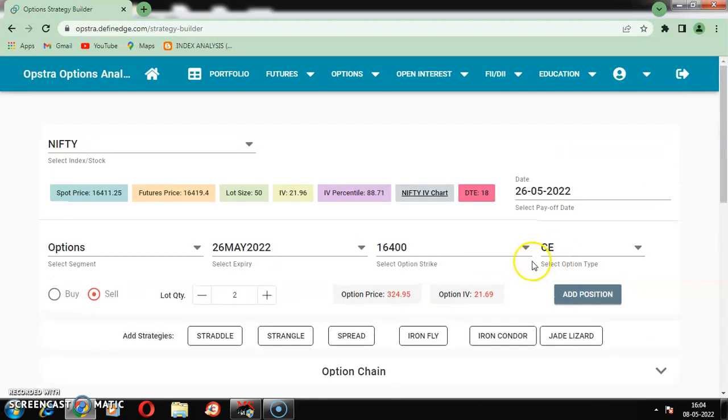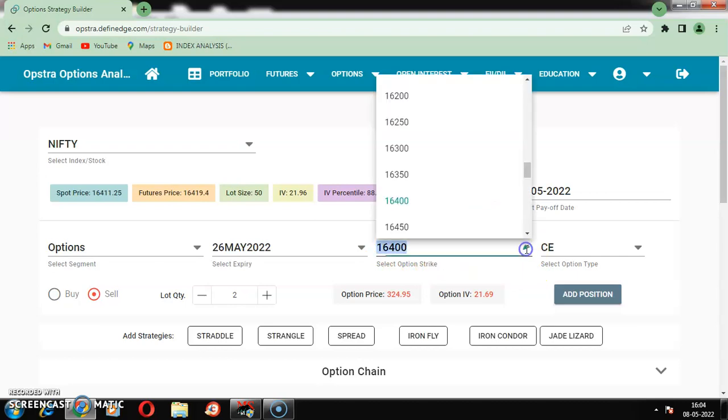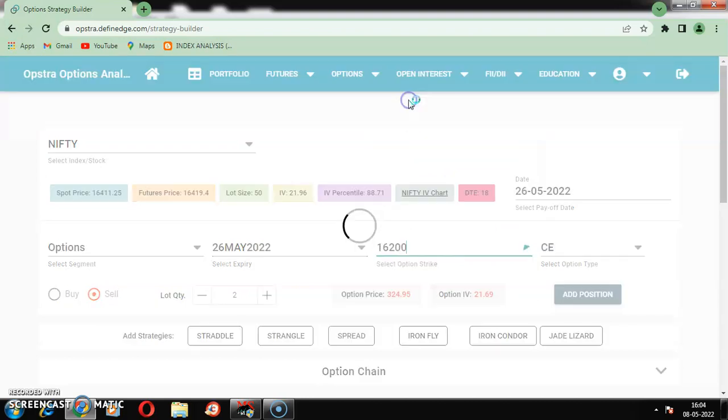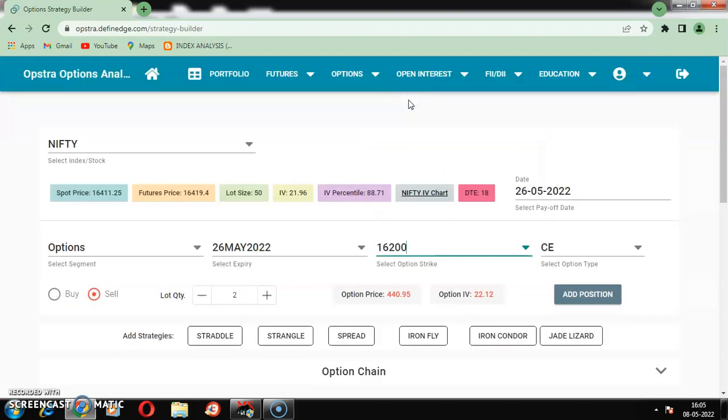Now you have to buy 1 lot out of the money or 1 lot in the money. The in-the-money and out-of-the-money strikes should be equidistant from the ATM call. Here the ATM call is 16,400. In the case of in the money, 200 points below would be 16,200. This will be in the money because the ATM price is 16,400.